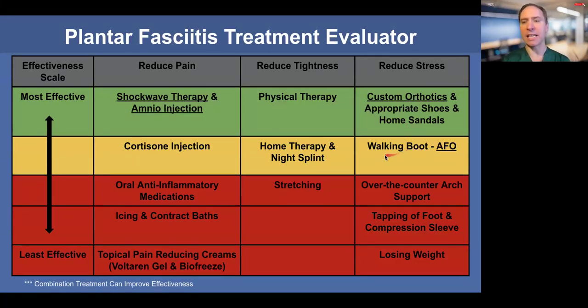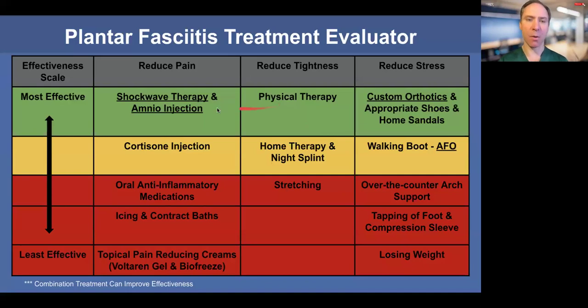And then if a patient's having a lot of pain, I might do a walking boot, especially if I'm doing a cortisone. I might do a cortisone in a walking boot or an amnio injection in a walking boot. And then the way I typically do is I start out, like I said, with anti-inflammatories, icing, night splint, foam rolling, and then orthotics and new shoes. That's how I start with my patients. And then when they come back, if they're not getting better, I'll do the ultrasound and that'll guide me towards the shockwave. So let's go to some of these things that are kind of underlined.